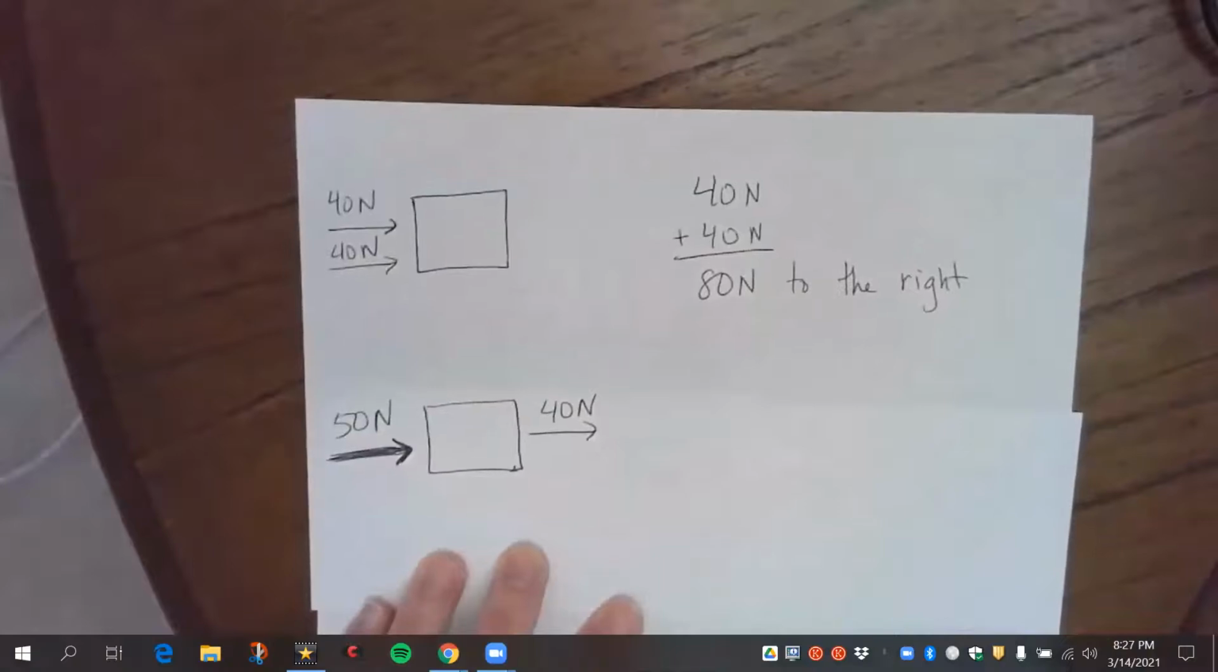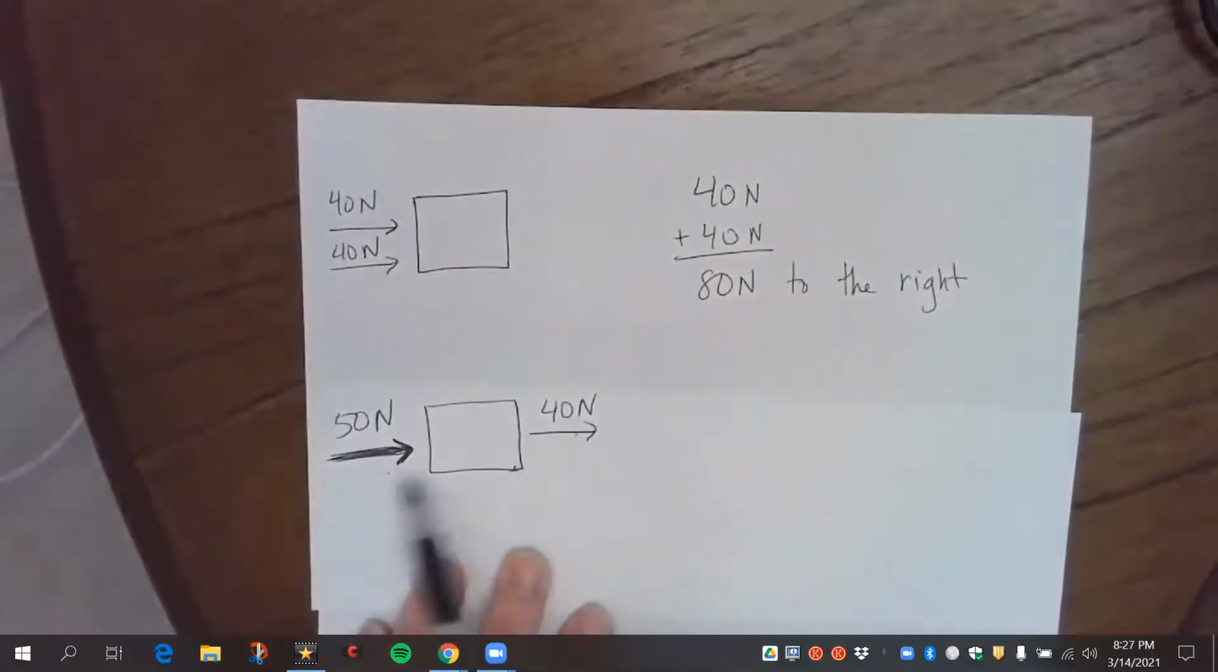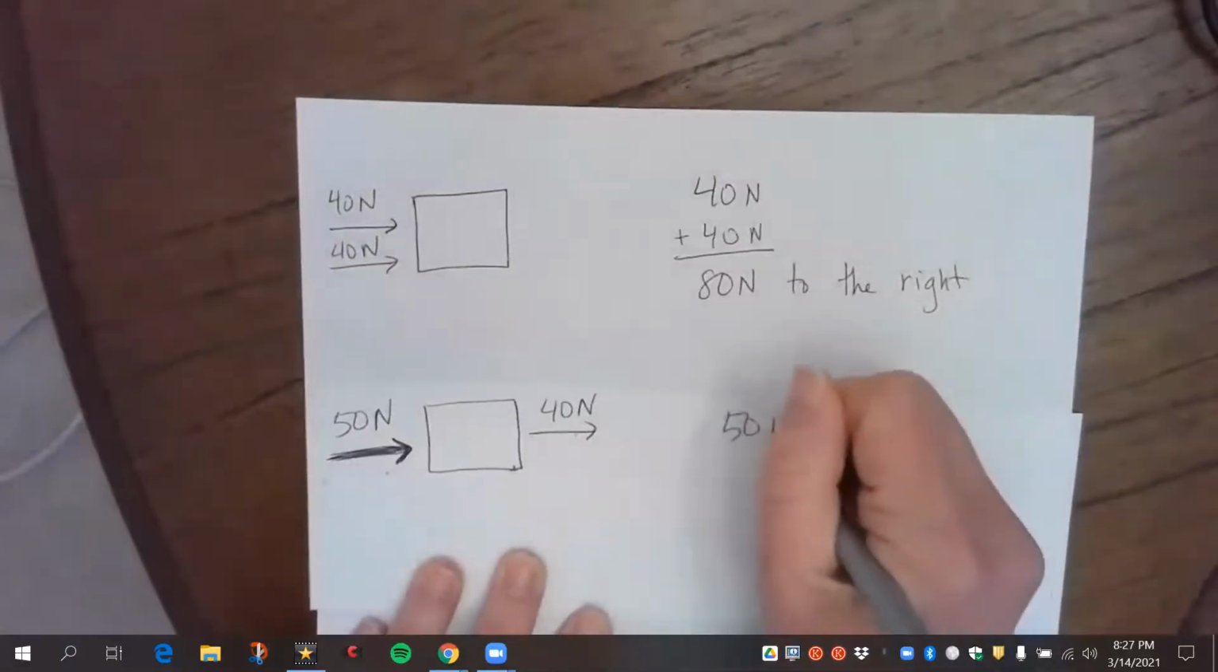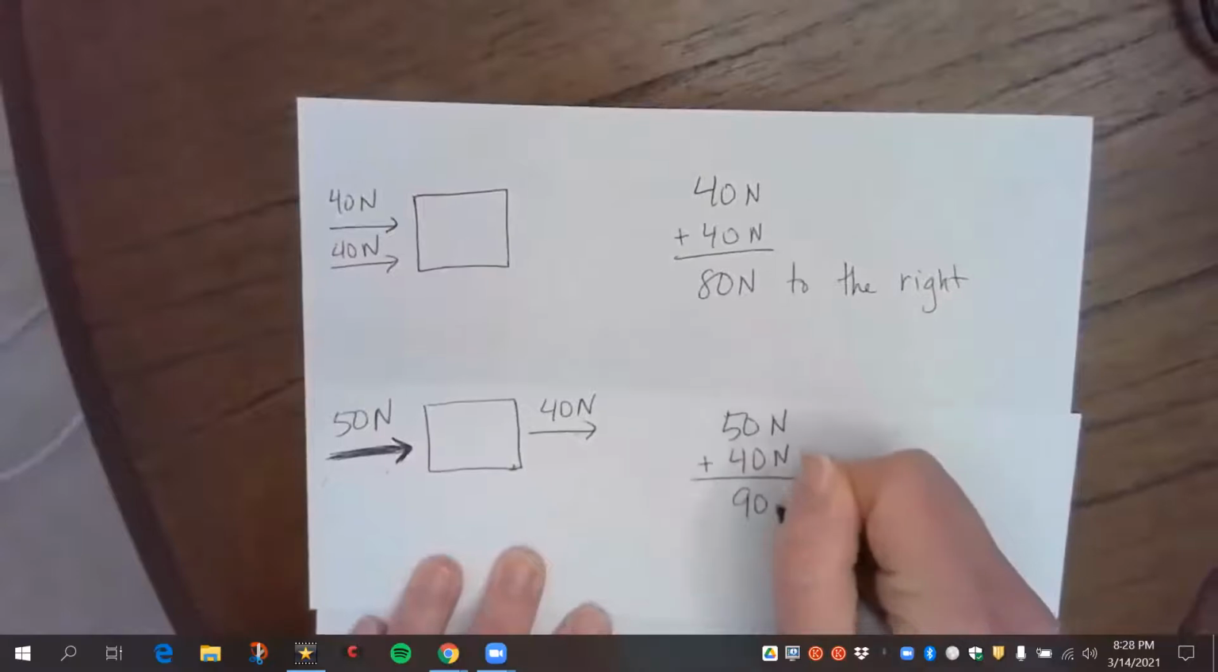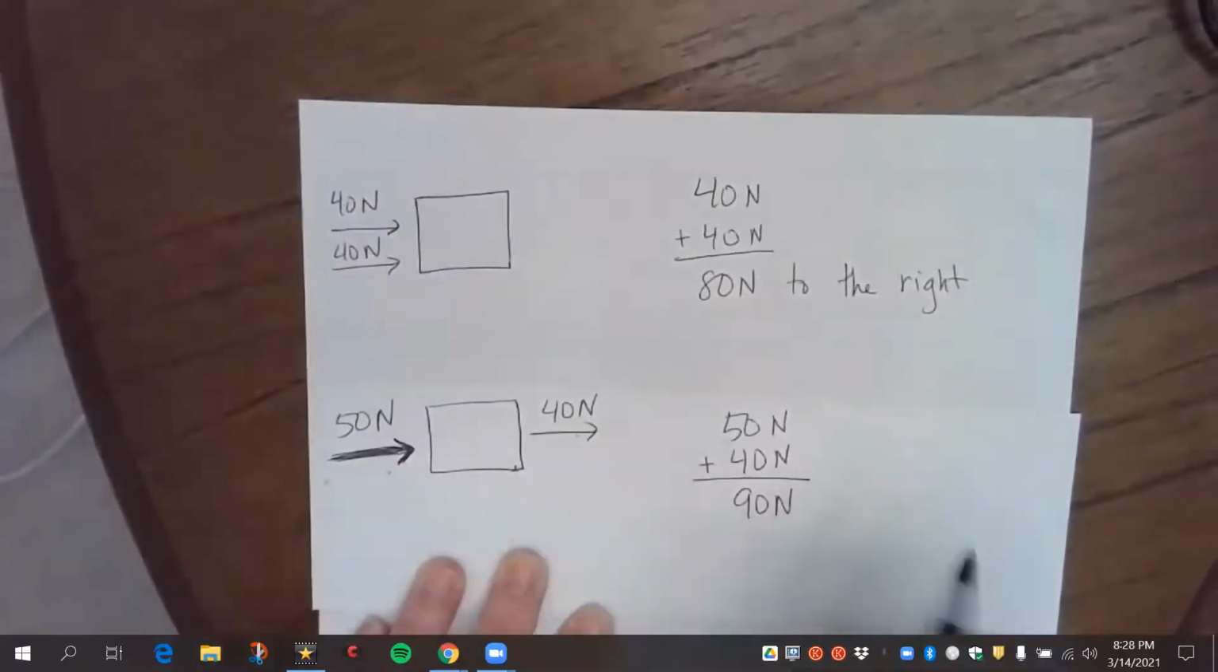All right, and then the next example, we have a push force and a pull force, but they're still moving in the same direction, so we're going to add them together, 50 newtons plus 40 newtons, and that will be 90 newtons. And again, that's to the right.